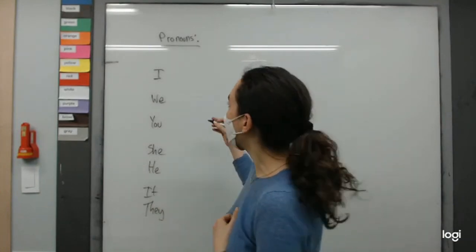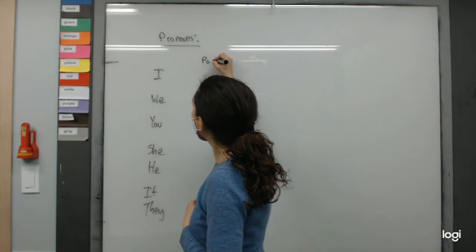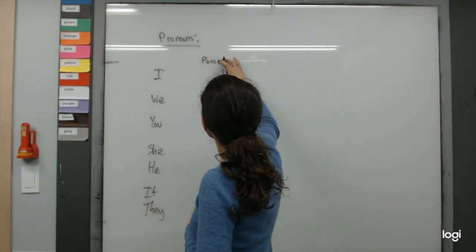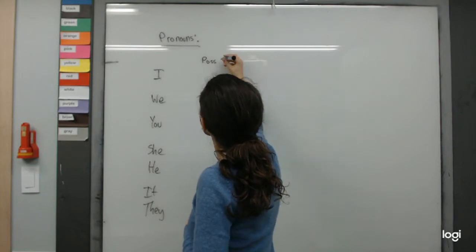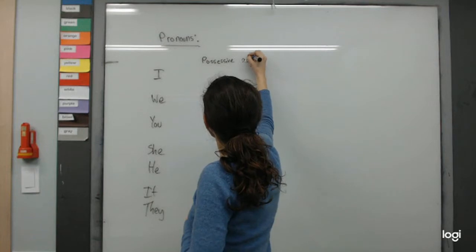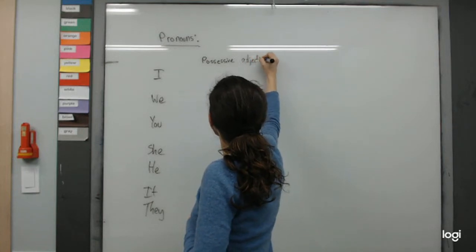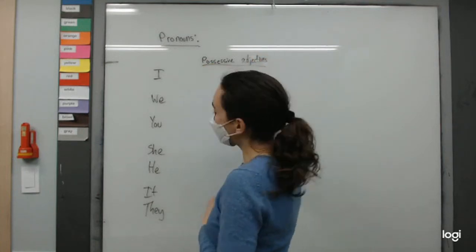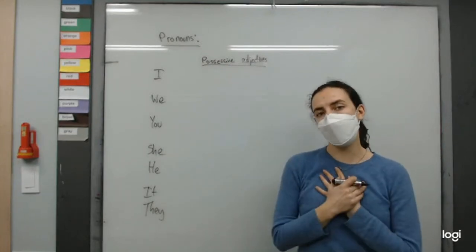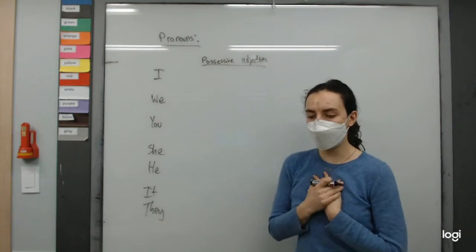Okay, so we also have in English possessive adjectives. Possessive adjectives are what we use when we are talking about something that we have. It is our thing. We have it.